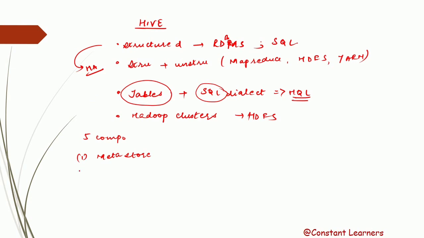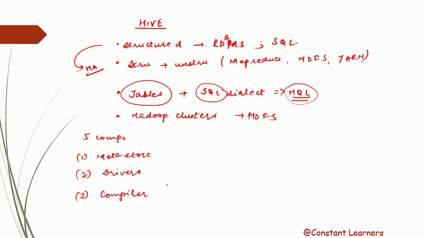The second component is the driver. Now the driver is actually a controller. It helps in executing the statements, and it stores the metadata that is generated during the HQL queries. So it helps in the execution of these HQL queries, and it also helps to store the metadata in the metastore.